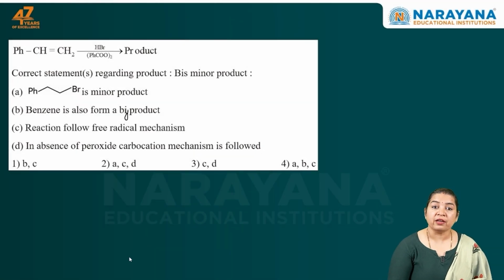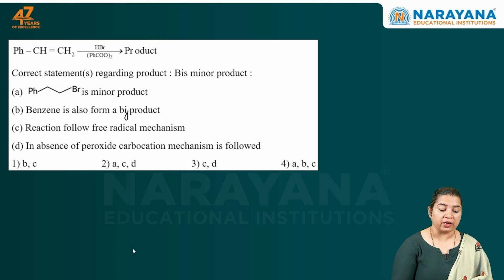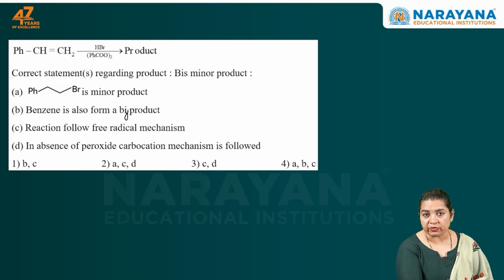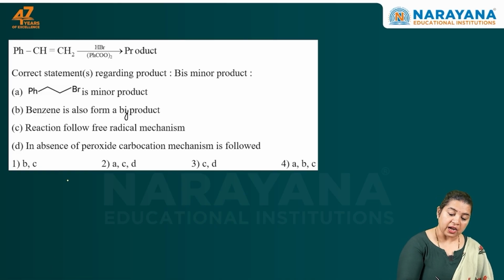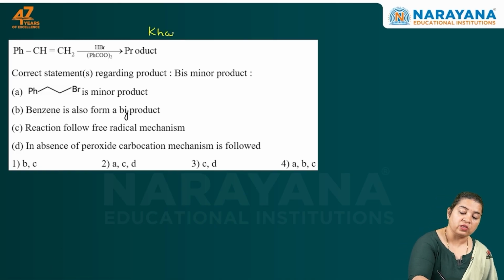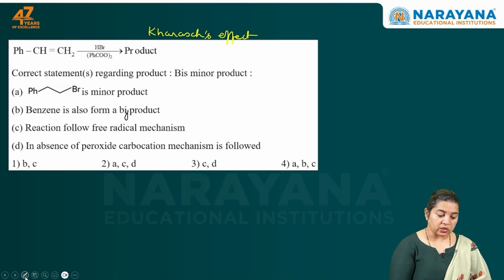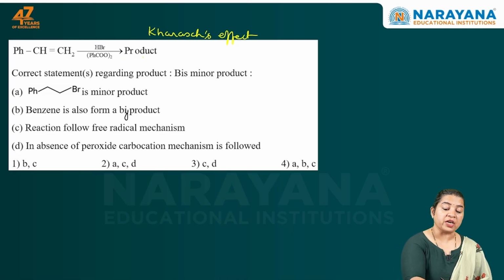So here we are with organic questions, some more that we have received by now. This particular question is about the anti-Markovnikov addition of HBr, which is also known by the name of the Kharash effect. So this question is of the Kharash effect, right? Now what is the question? Let us first see the product.